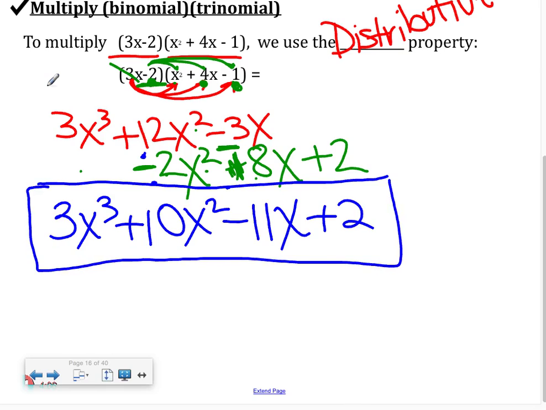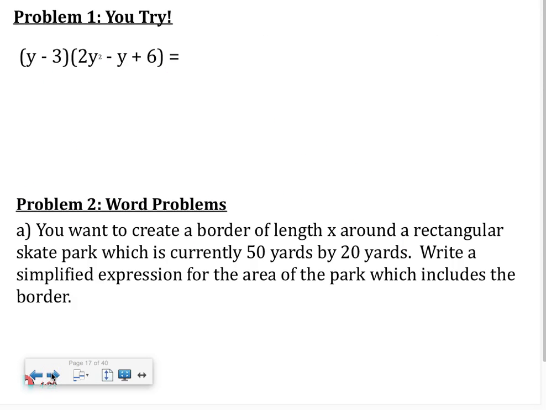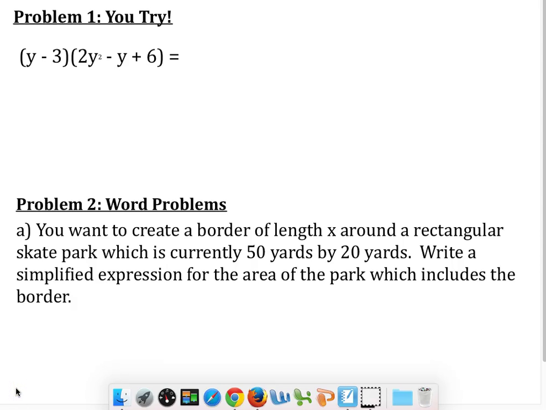As you can see, it's a little bit more work than multiplying a binomial times a binomial, but that's because we're multiplying a binomial to a trinomial. So we have that extra term, so we are going to have more to our answer, more work. All right. So again, we have this next one. All right, so we are going to do another problem like this. Again, we have a binomial times a trinomial. So again, we cannot use FOIL.